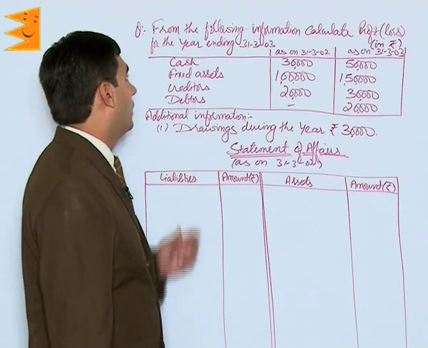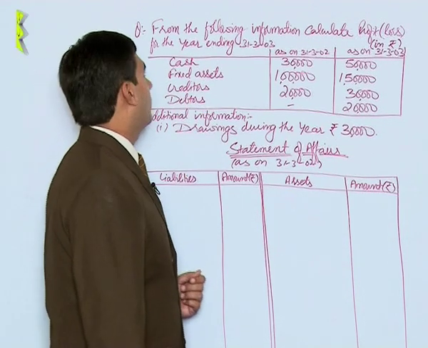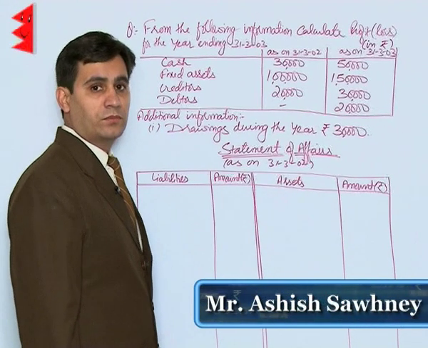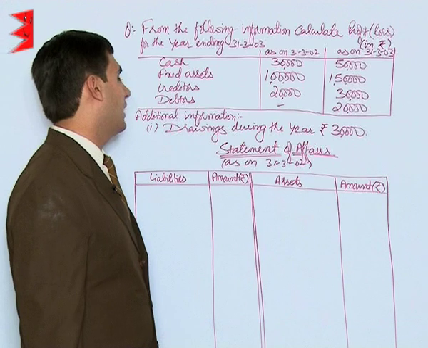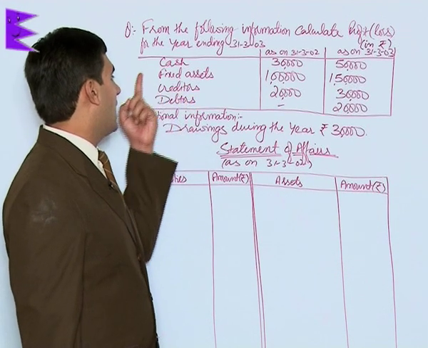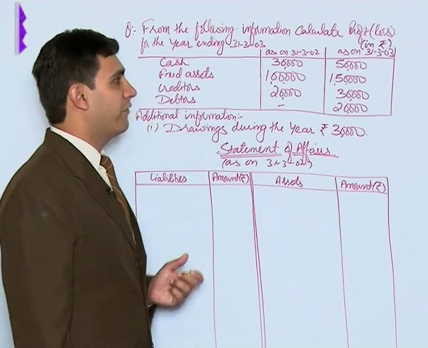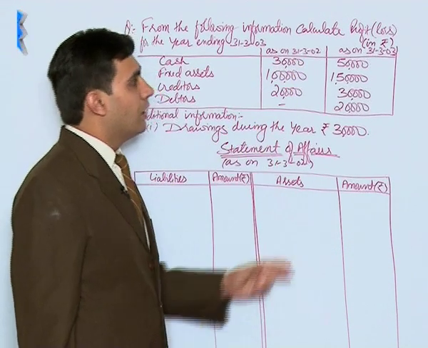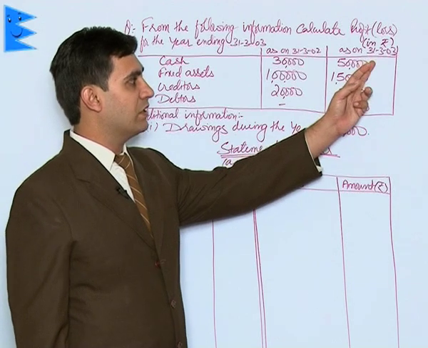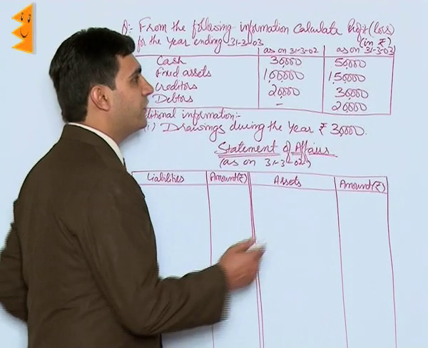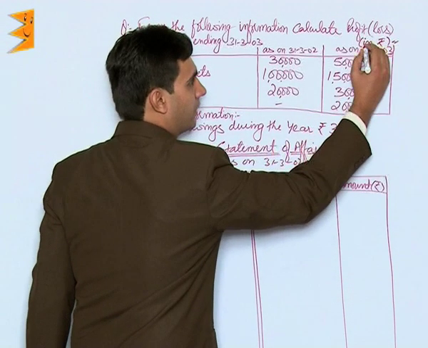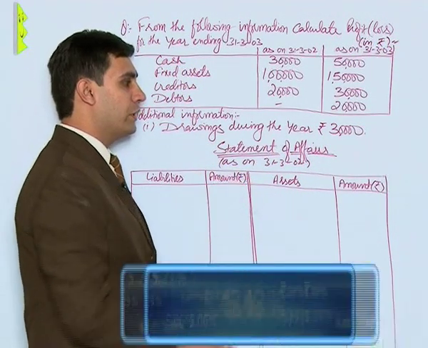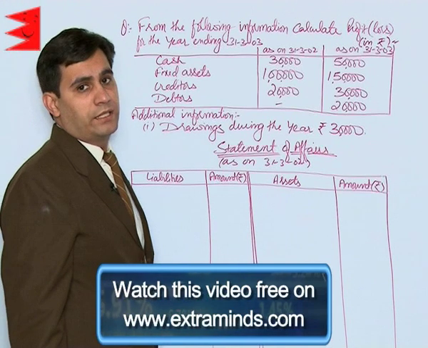Coming to this question. From the following information, calculate profit or loss for the year ending 31st March 2003. Now the information here is given as amounts for cash, fixed assets, creditors and debtors for 2 years. The first one ending on 31st March 2002 and the following figures are for 31st March 2003. All these figures are in rupees as mentioned here. Then additional information given is drawings during the year were rupees 30,000.